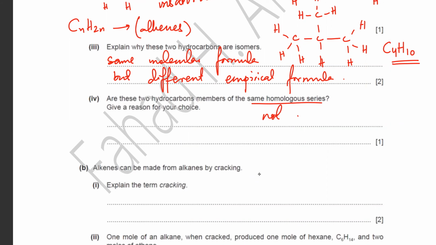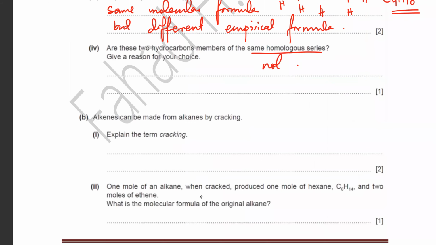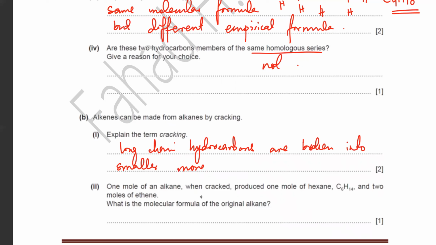Then explain the meaning of the term cracking. So cracking is the process when long chain hydrocarbons are broken down into smaller, more useful chains. Okay, clear?